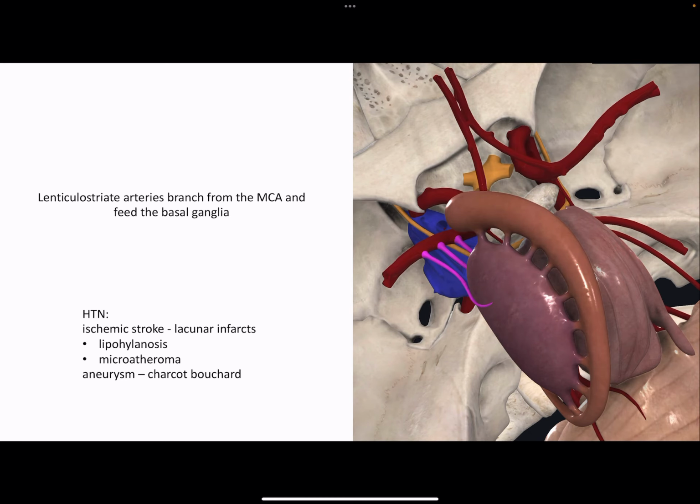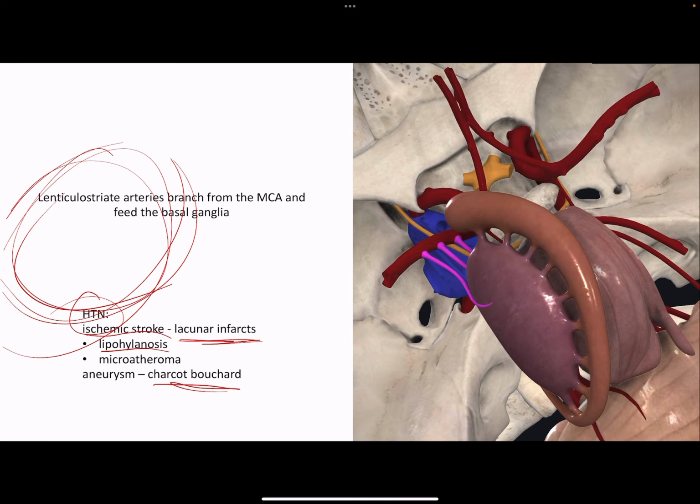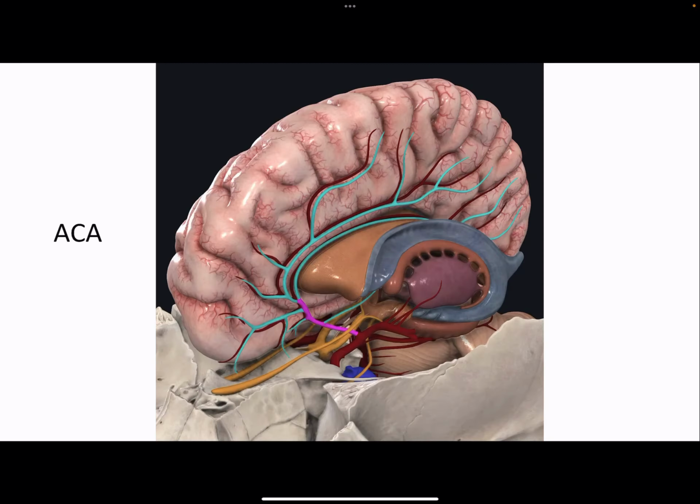All right, so the MCA has these tiny little branches that feed deep into the subcortical regions of the basal ganglia, and these are particularly susceptible to damage from hypertension. So if you have hypertension, you get an ischemic stroke. The hypertension, and other things as well, like lipohyalinosis and microatheromas, are going to lead to these lacunar infarcts. A lacunar infarct from a lenticulostriate ischemic stroke. And then an aneurysm from a Charcot-Bouchard is also associated with hypertension. So very much hypertension with a lenticulostriate, which is a branch of the MCA, which supplies the basal ganglia.